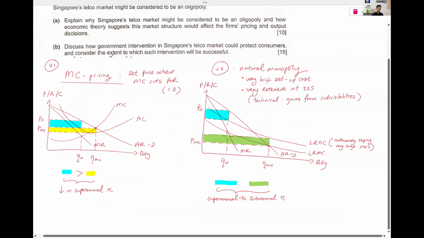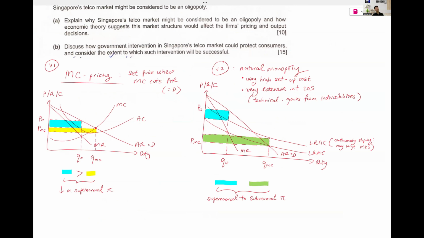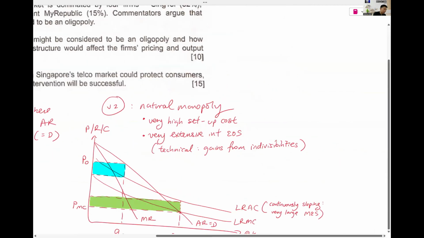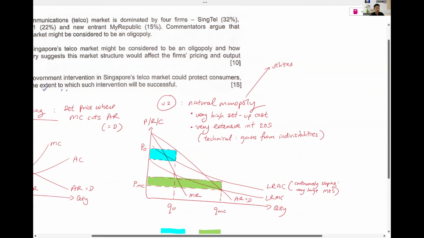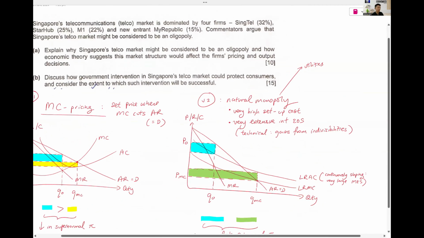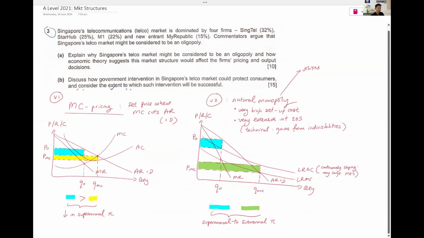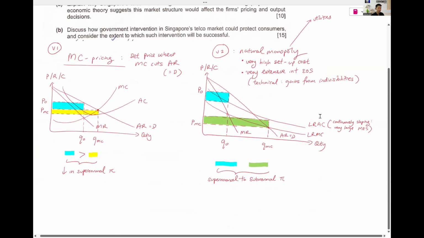So how come both diagrams are okay? Some people say, well, Singtel, M1, StarHub, they're not actually monopolies. So they choose version 1. But you can also say they are natural monopolies in the sense they have very high setup costs, and you have a lot of internal EOS. We don't have the term natural oligopoly. But natural monopoly is usually used for utilities. And I think Singtel and StarHub straddle the border between natural monopoly and oligopoly. So both diagrams are okay.